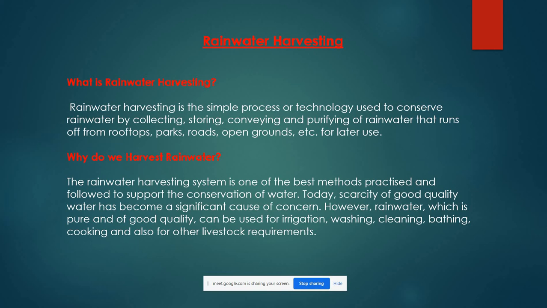Why do we harvest rainwater? The rainwater harvesting system is one of the best methods practiced and followed to support the conservation of water. Today, scarcity of good quality water has become a significant cause of concern. However, rainwater which is pure and of good quality can be used for irrigation, washing, cleaning, bathing, cooking, and also for other livestock requirements.